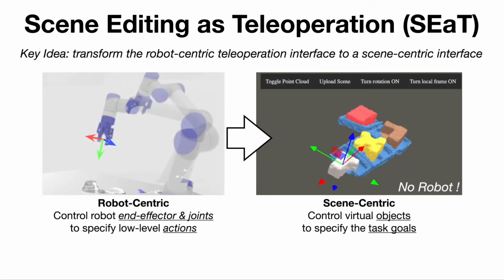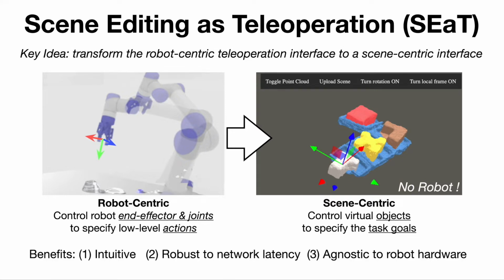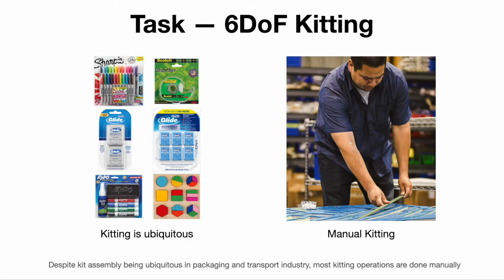interface into a scene-centric interface. Instead of controlling the robot, users focus on specifying the task's goals by manipulating digital twins of the real-world objects, making the system intuitive, robust to network latency, and agnostic to robot hardware. In this project, we apply SEAT to the 6-DoF kit assembly task.